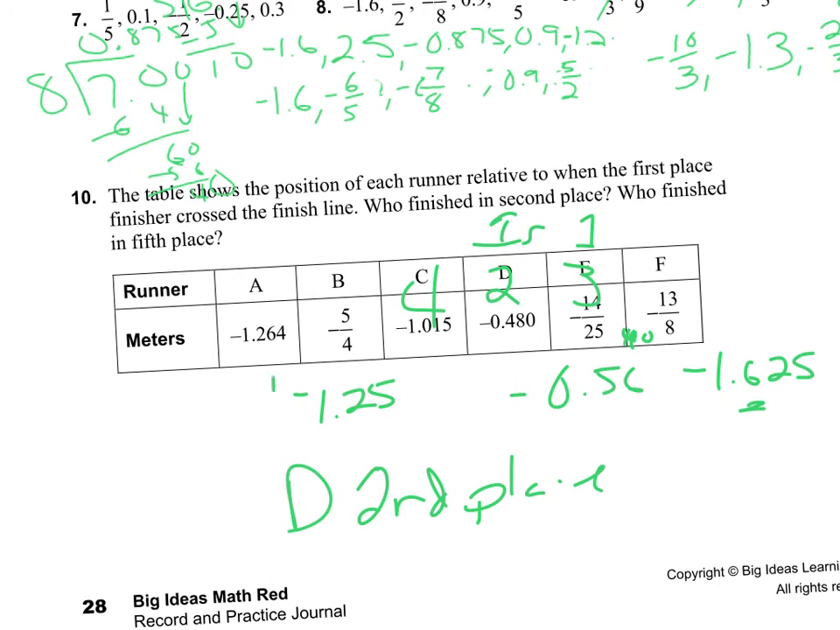If I'm looking at this one versus this one, and I'm trying to see which one's closer to 0, which one's closer to the first place: the 1's are the same, the 2's are the same, but this is a 5 and this is a 6, and when we're in negatives, the smaller number is closer to 0. So B would be your 5th place winner. So B, 5th place.